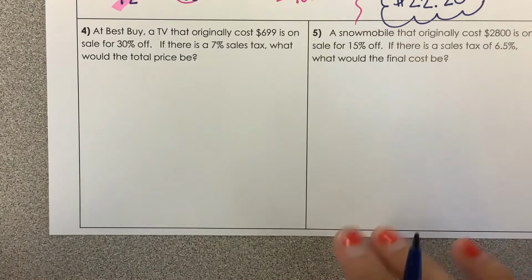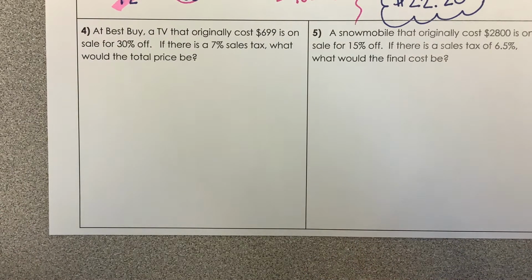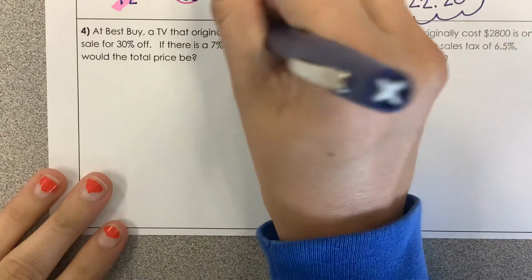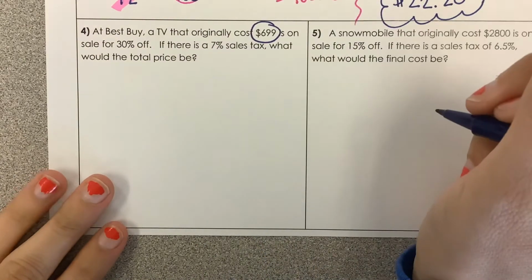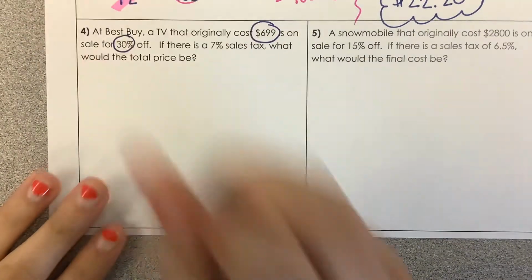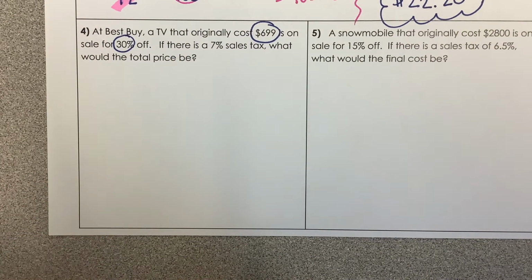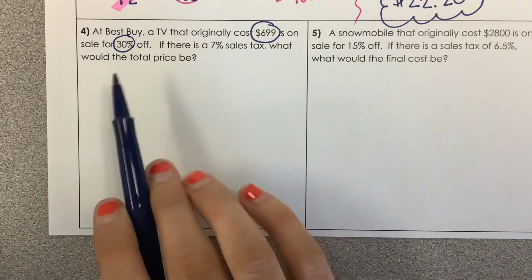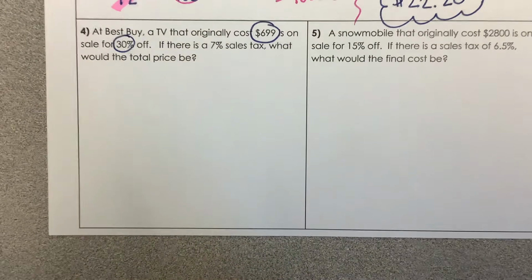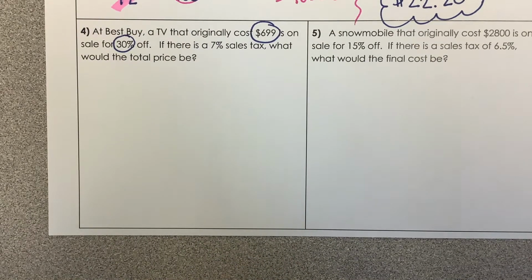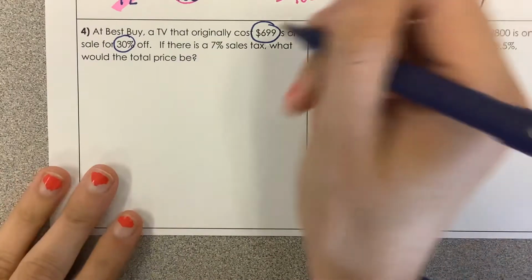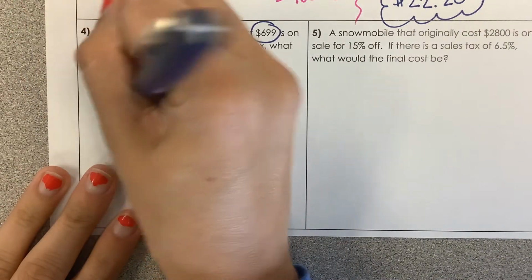Okay, number 4. At Best Buy, a TV that originally cost $699 is on sale for 30% off. If there is a 7% sales tax, what would the total price be? So $699 originally, it's 30% off. There are a couple ways that we could do this, okay? We're first going to calculate the 30% and then take it off.